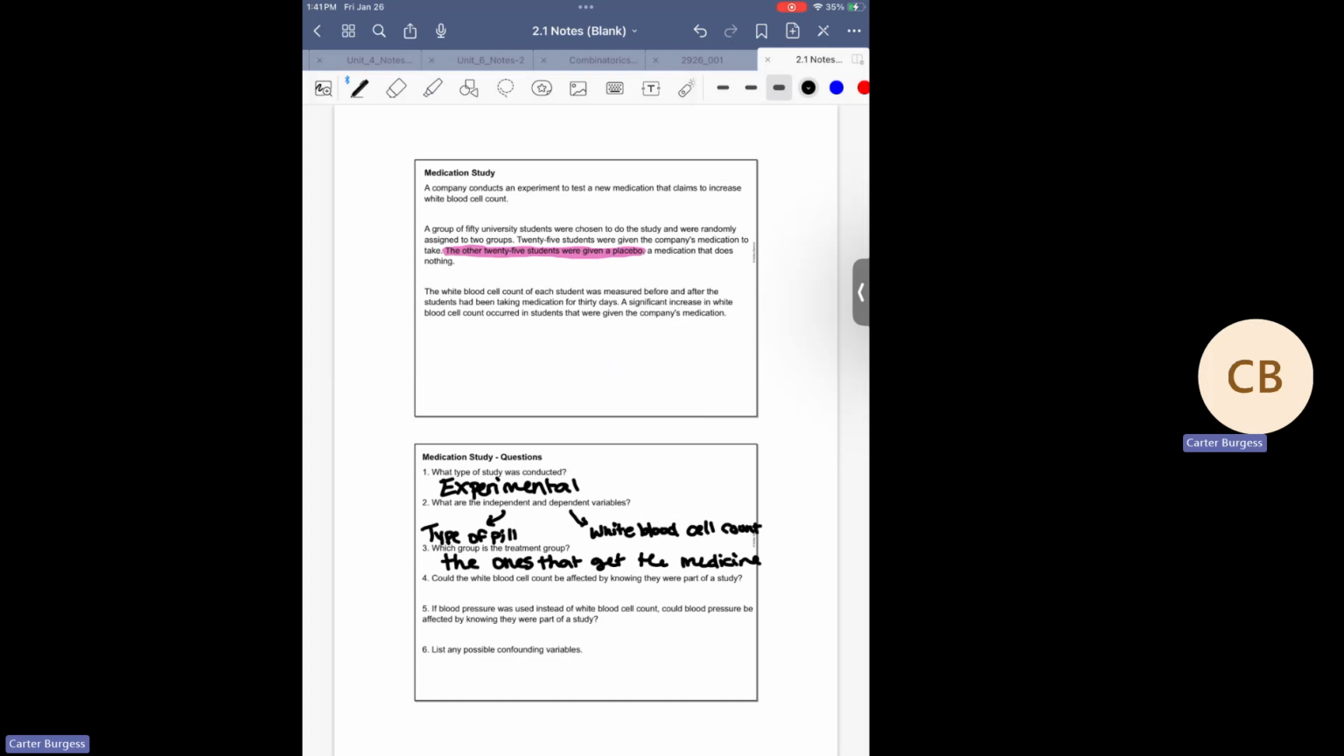Okay. So number 4, here's where stuff gets maybe a little sticky. Could the white blood cell count be affected by knowing that they are part of the study? So in other words, would we necessarily have to worry about the Hawthorne effect for this particular measure? I would probably lean no.